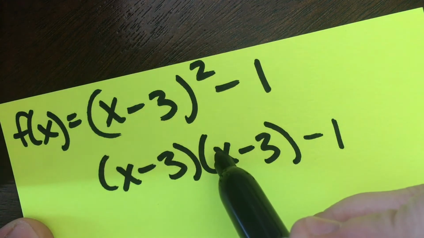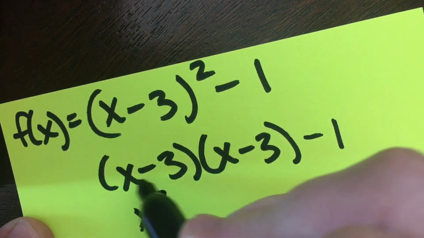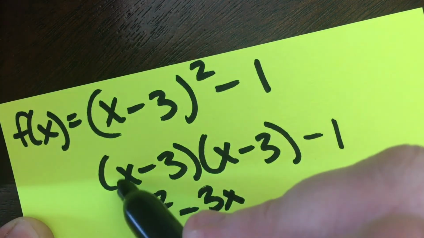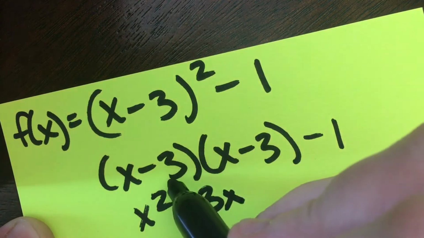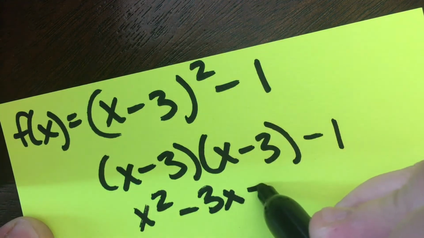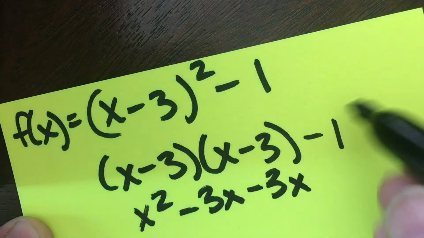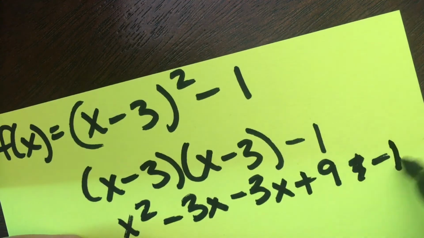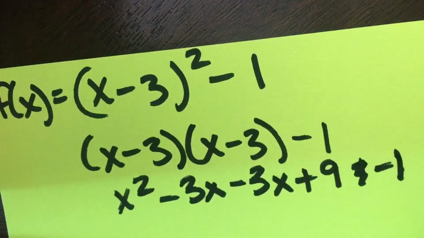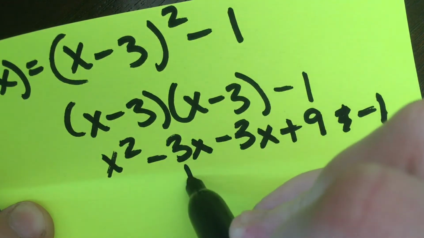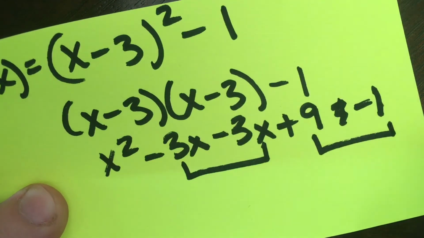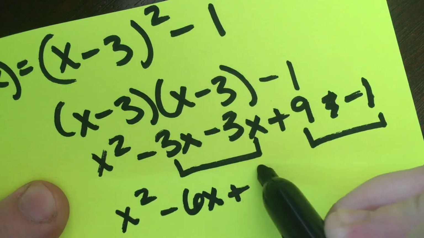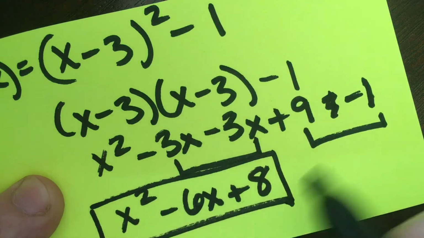So now we're doing distribution. We're going to do x times x is x squared, negative 3 times x is negative 3x, negative 3 times x is negative 3x, and negative 3 times negative 3 is a positive 9, and I bring down the negative 1 that was hiding in here, okay? So now I just scan through and combine like terms. So those are like terms and these are like terms. So I'm left with x squared minus 6x plus 8. And that right there is standard form.